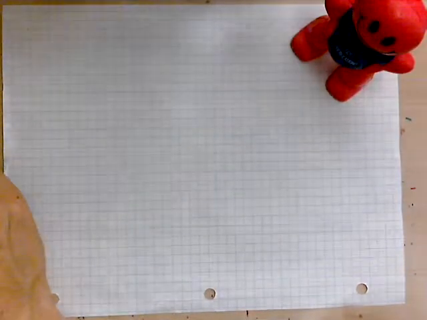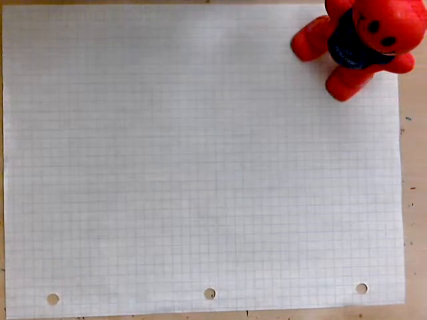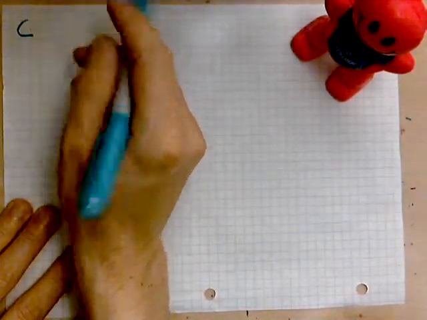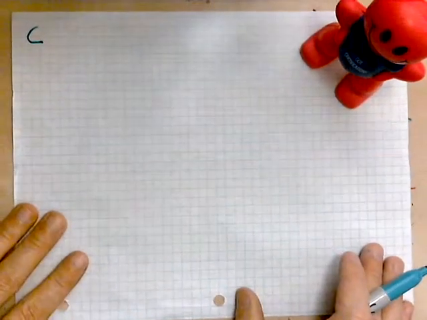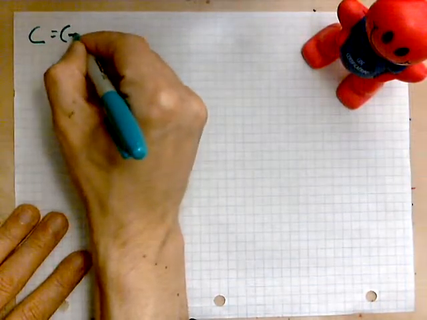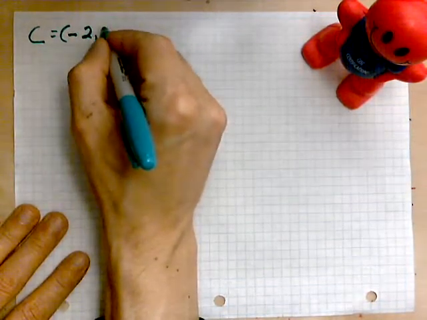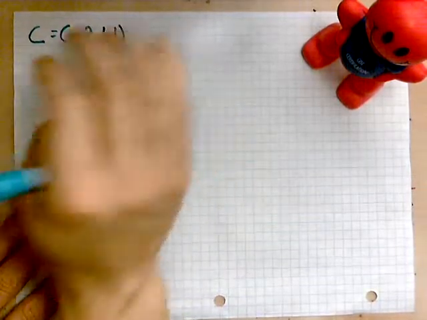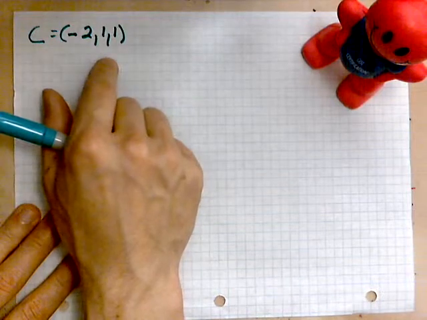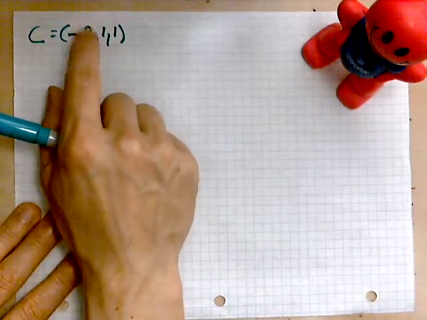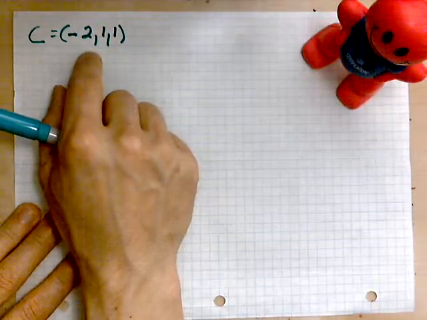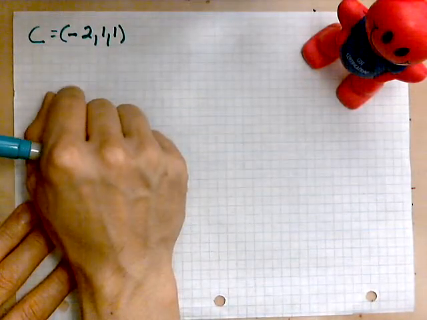Now, let's begin here. So we're finding the equation of a sphere given its center, and the center of our sphere is the following: -2, 1, 1. So this is the center of our sphere. And we are told that this sphere is tangent to the xy coordinate plane. So the sphere is tangent to the xy coordinate plane.